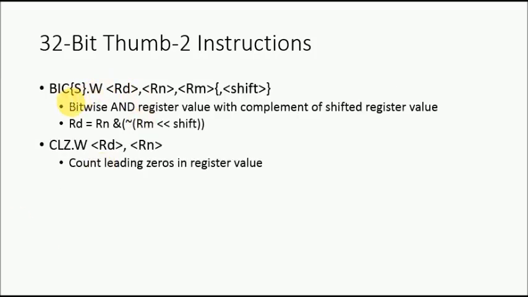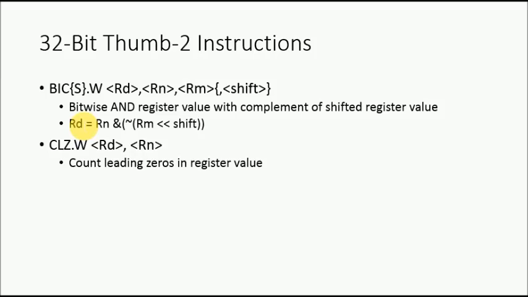BIC.W Rd, Rn, Rm shift. Here the content of Rm is shifted to the left, then we have to take the negate of the content after shifting, and then logically AND it with the content of Rn, and the result will be stored in the Rd register. You remember, the content of Rm is shifted to the left, then we take the negate of that value and AND it with the content of Rn, and whatever the result, that will be stored into the Rd register.